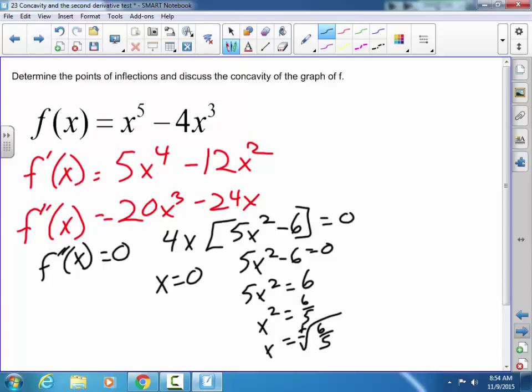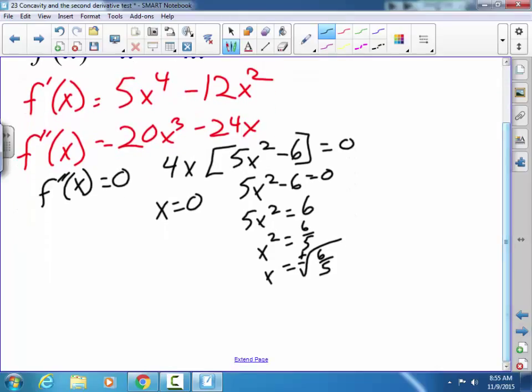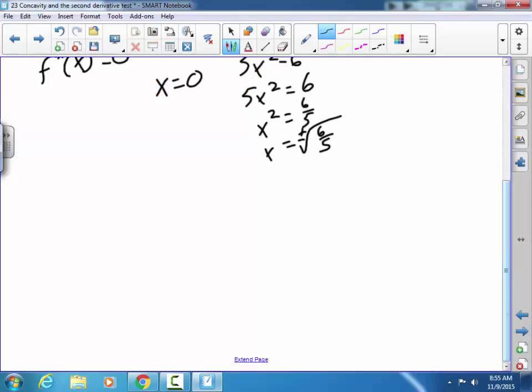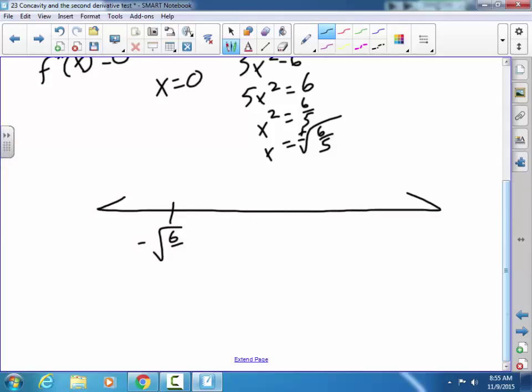Yes, sir? Good question. It's all about what you want to do there. I know that doesn't answer your question, but let me explain. You've got to account for all of those things in there. So you could. I would leave it as 4x and 5x squared minus 6. I would have those as two factors. If you wanted to list 4 as a factor, x as a factor, and 5x squared minus 6 as a factor, it's not wrong. As long as you've got everything listed there.